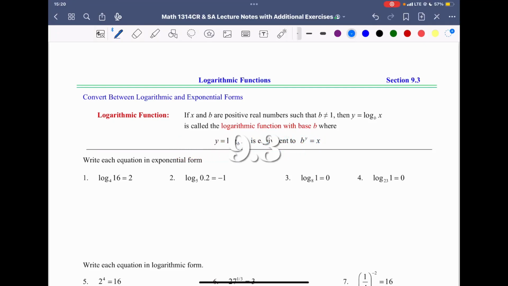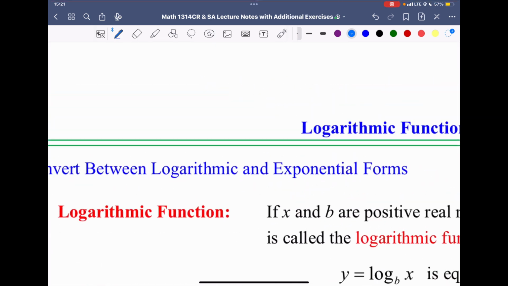Since this is 9.3, we're going to be evaluating them. So you have two different types of logarithmic functions. You have log, and then the inverse of that's going to be exponential. So you have common log, and then you have natural log. We're going to be dealing with common logarithm right now.